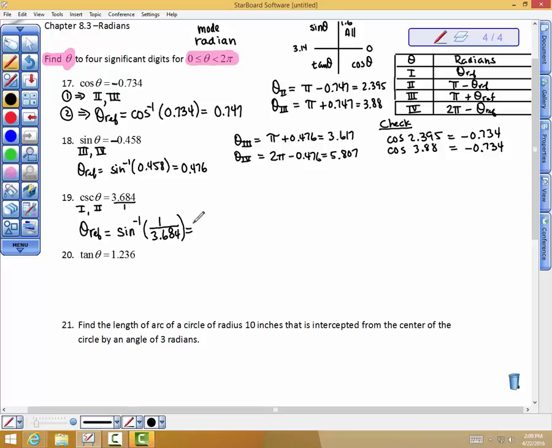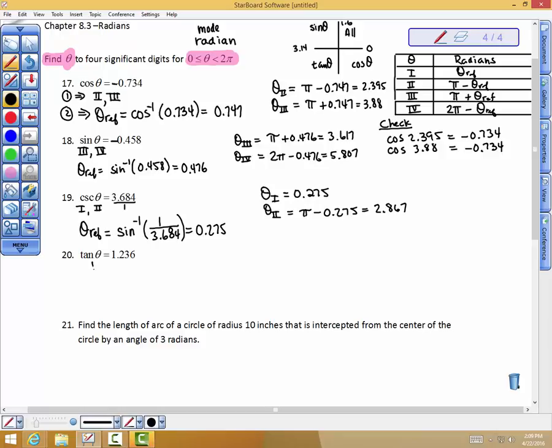And that should give you 0.275. So your two answers: in the first quadrant is just the 0.275, and then in the second quadrant, pi minus the 0.275. And let's see, pi minus is 2.867. Again, one more for you to try. Pause if you'd like before you watch me do this.